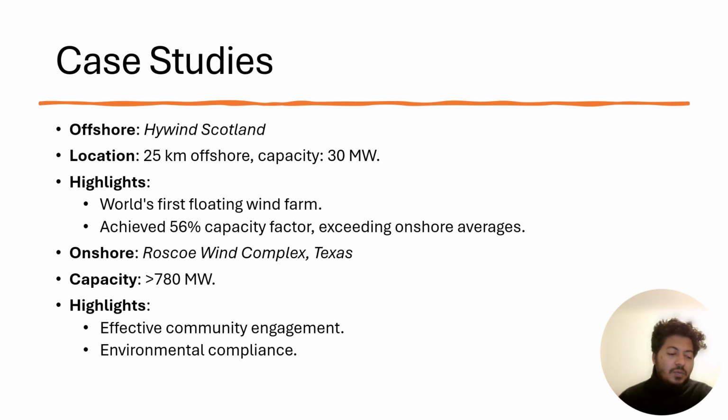Roscoe Wind Complex, Texas. This wind farm highlights its immense scale with a capacity exceeding 780 megawatts. The case study also demonstrates effective community engagement and adherence to environmental regulation, as depicted in community feedback visuals.